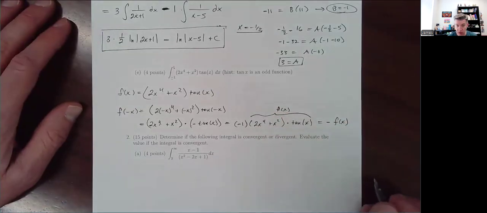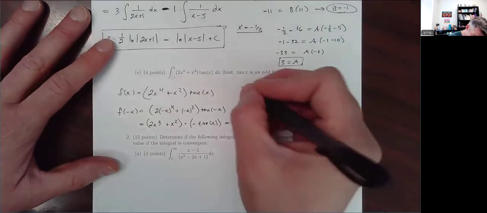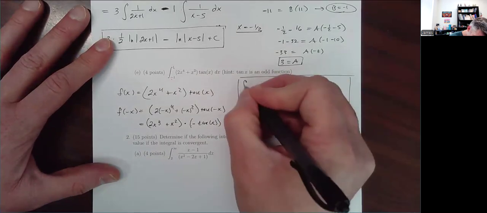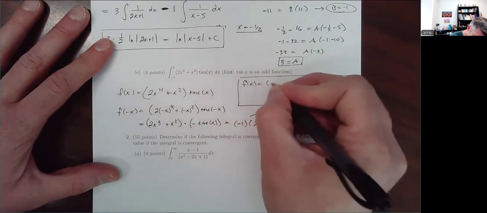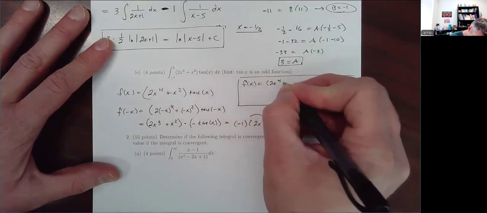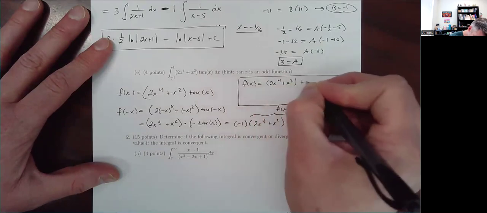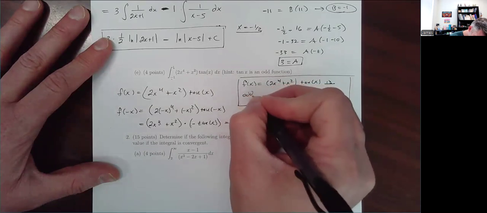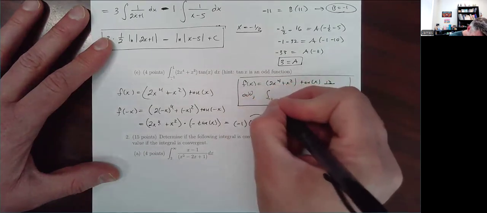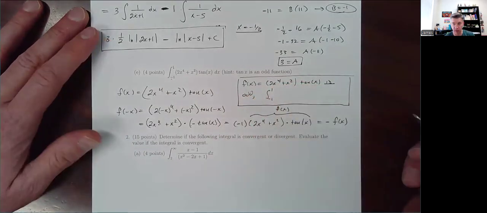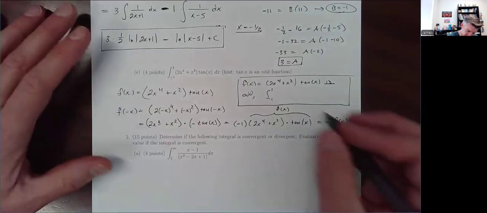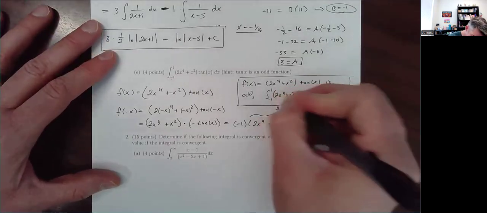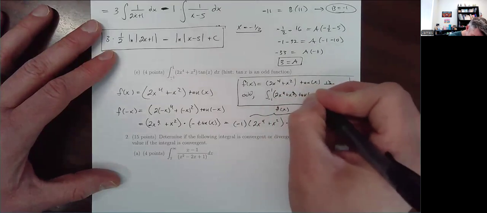That means the whole function, the whole integrand is odd. So f of x equals 2x to the 4th plus x squared times tangent of x is odd. So the integral from negative 1 to 1 or negative 0.5 to 0.5 or whatever the limits of integration are, if they're the same as long as it's defined, that integral must equal 0.